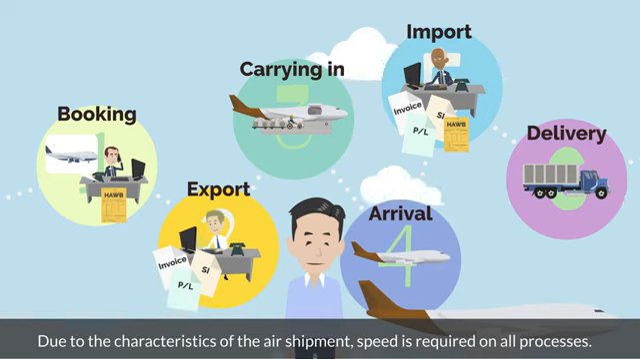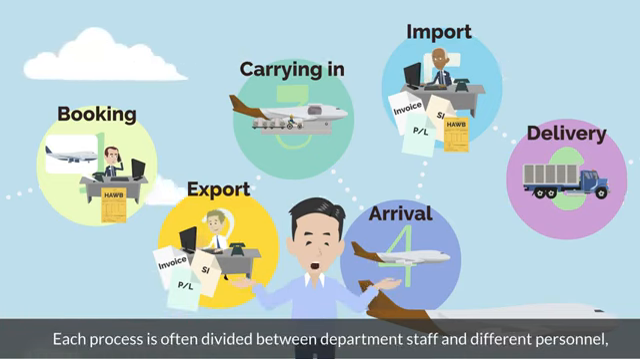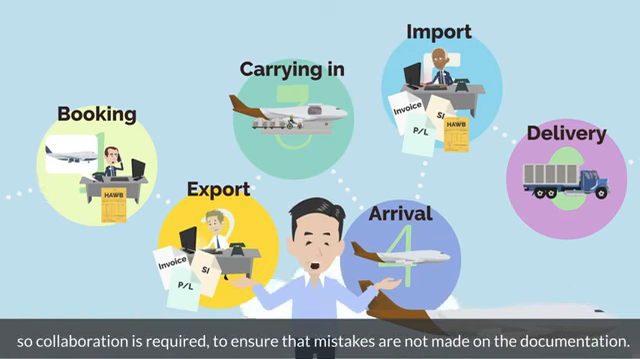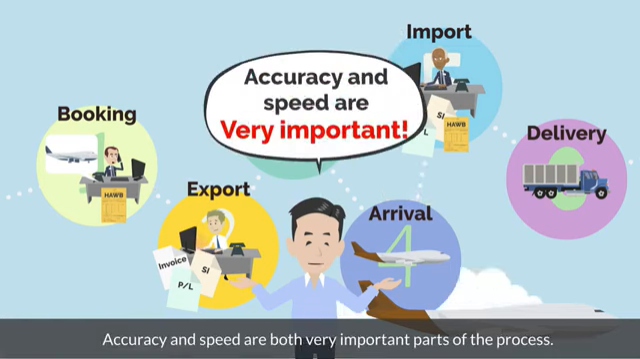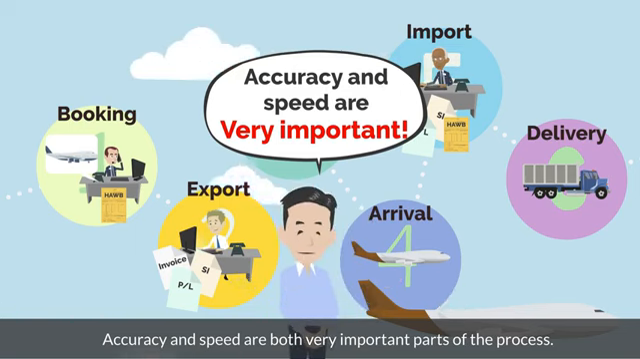Due to the characteristics of the air shipment, speed is required on all processes. Each process is often divided between department staff and different personnel, so collaboration is required to ensure that mistakes are not made on the documentation. Accuracy and speed are both very important parts of the process.